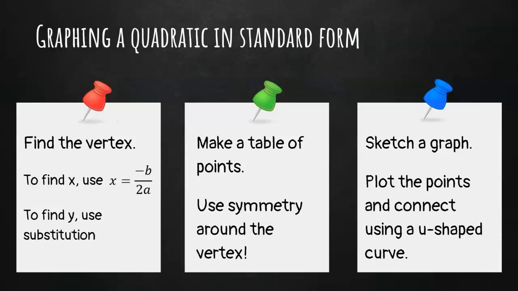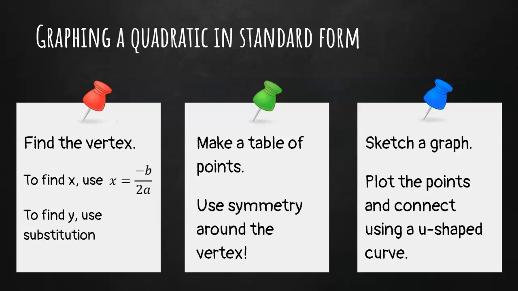Now, when you're graphing a quadratic in standard form, the first thing you need to do is find the vertex. To find the x-coordinate, we'll use our vertex formula, taking the opposite of b and dividing by 2a. Remember that the b and the a are coming from your standard form. And then to find the y-coordinate of your vertex, you are going to use substitution.